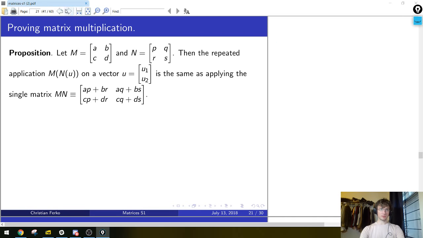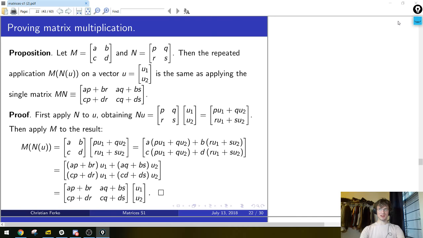Good. Okay, so what is the proof of this? Now, this is kind of a pain. This is the only hard proof. If we get through this, then it's back to fun.